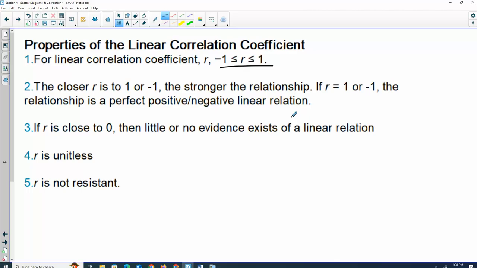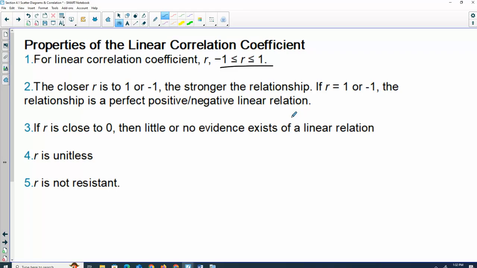If it is close to 0, that means it's not linear. Basically, this number is telling you how linear it is. Positive means it's an increasing relationship, negative tells us decreasing, and closer to 1 is good. If it's close to 0, there's no relationship.